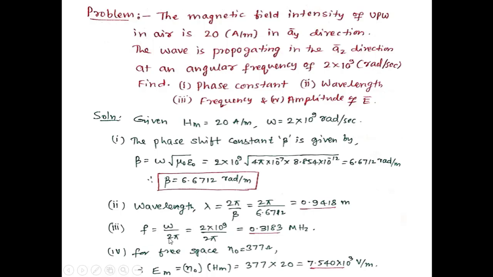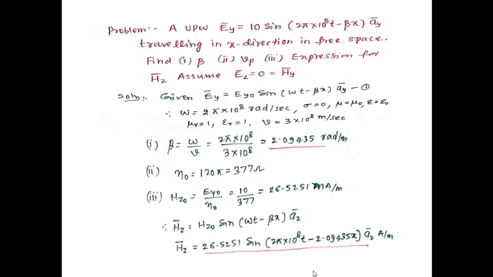Therefore, f is equal to omega by 2 pi, which is equal to 2 into 10 raised to 9 by 2 pi. Simplify, we get 0.3183 megahertz. For free space, eta naught is equal to 377 ohm. Therefore, we know that Em by Hm is equal to eta naught. Therefore, Em is equal to eta naught into Hm, which is equal to 377 into 20. We get 7.540 into 10 raised to 3 volt per meter.